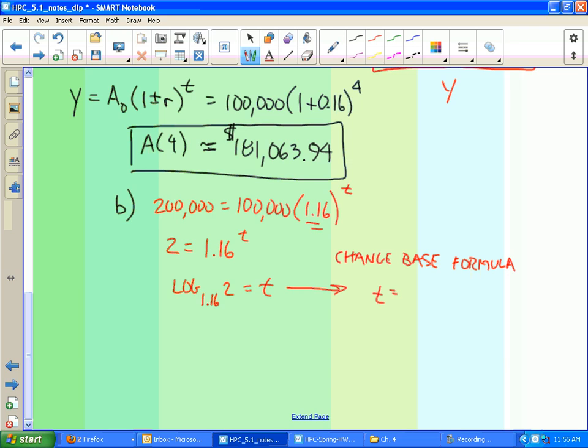T would actually equal log of 2 over log of 1.16. Base stays in the basement, 2 stays in the first floor if you think about it like a house, and you have this.